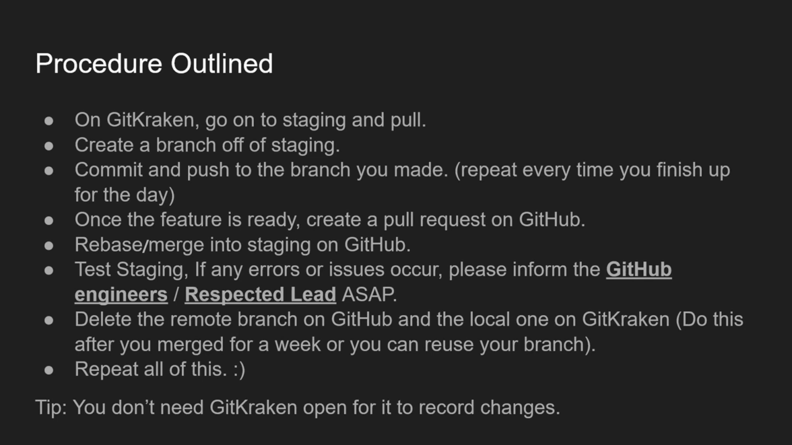The procedure on adding work to staging is as follows. You open up GitKraken, go onto staging and click pull. Create a branch off of staging and give it a relevant name. Create a commit and push to it every day you work on the project. Once the feature is ready, go to github.com and create a pull request. Make sure to add a changelog and add yourself as the assignee.